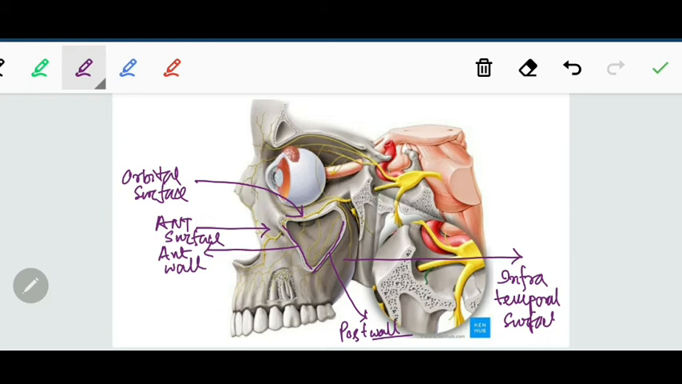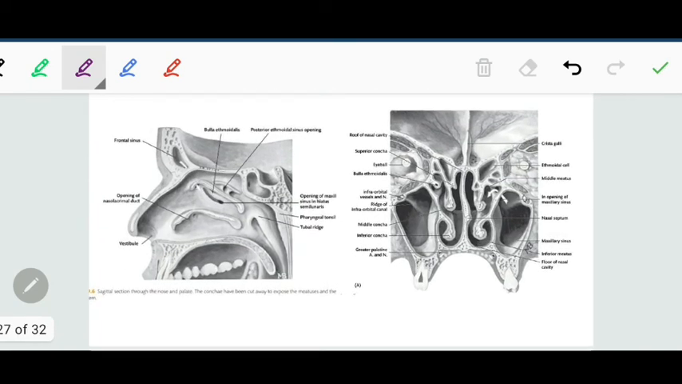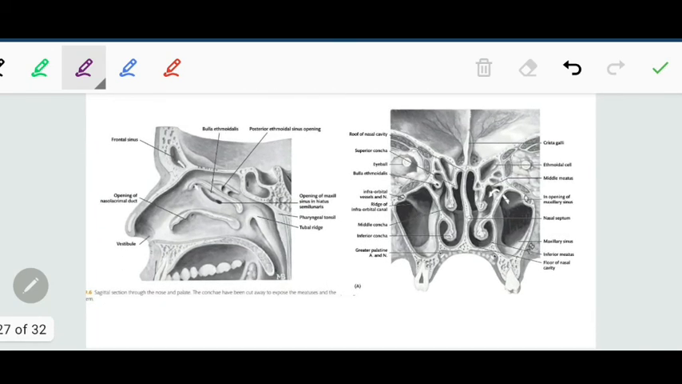Next we will discuss the opening of the maxillary sinus. The maxillary sinus opens in the hiatus semilunaris. This is the hiatus semilunaris.